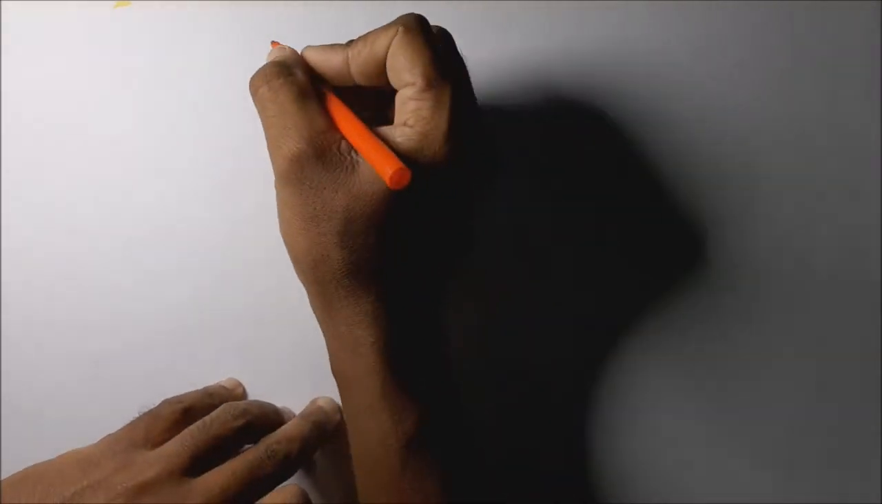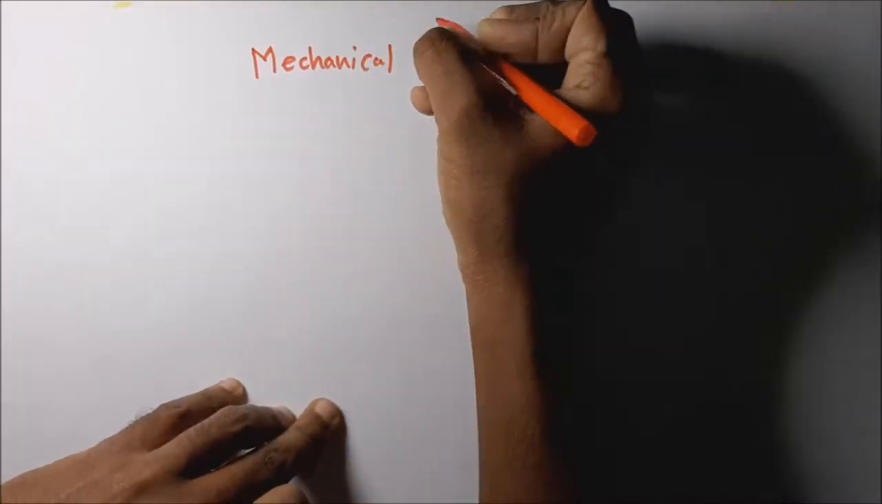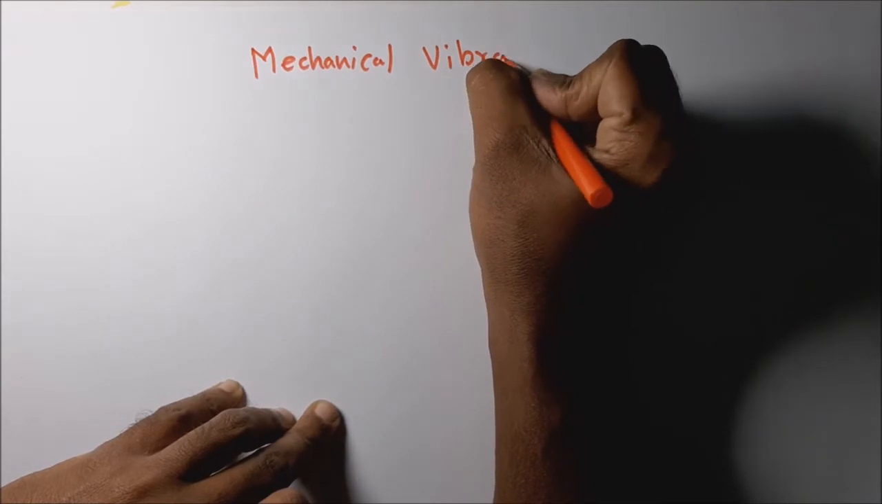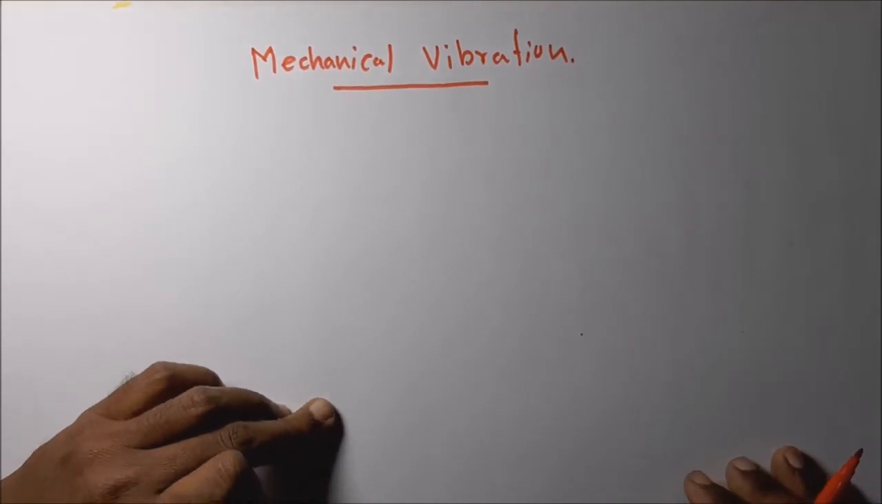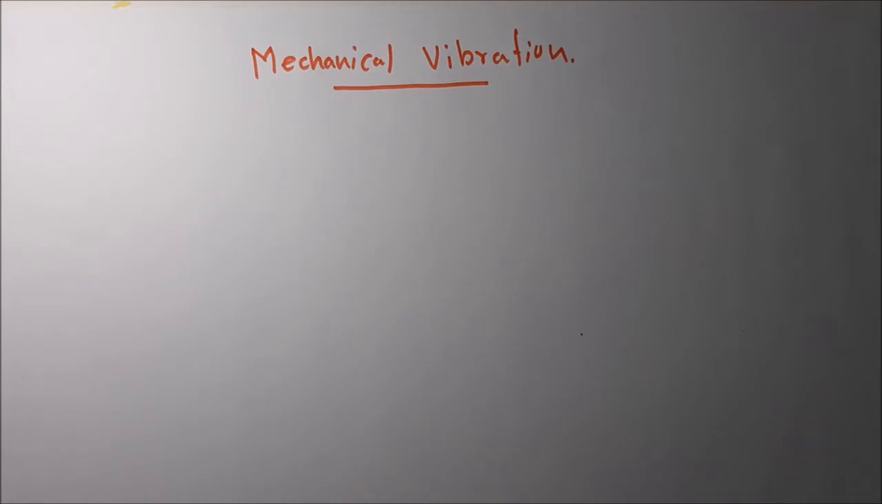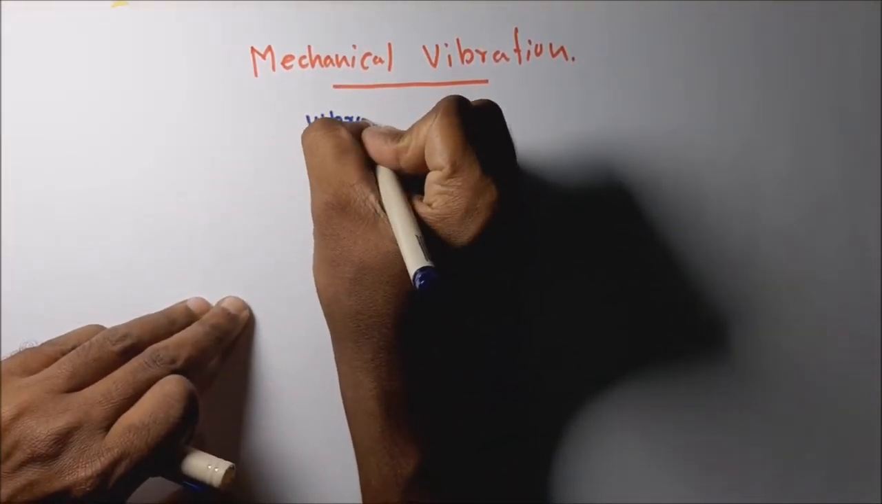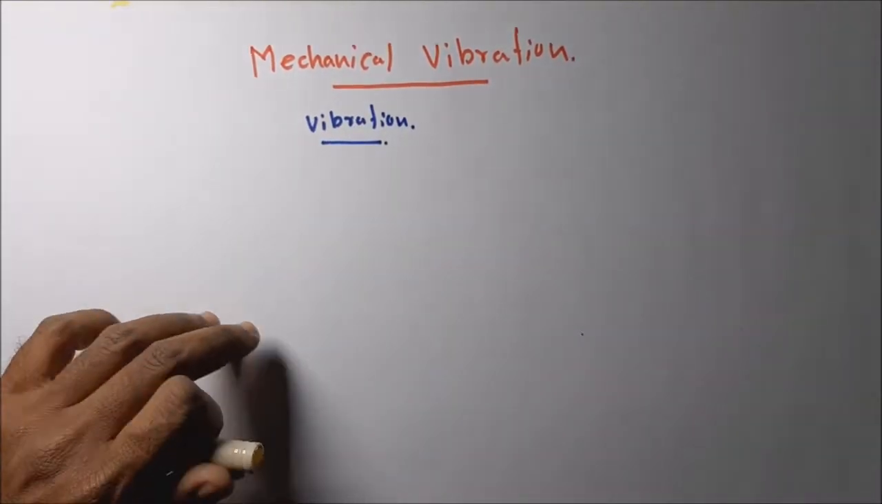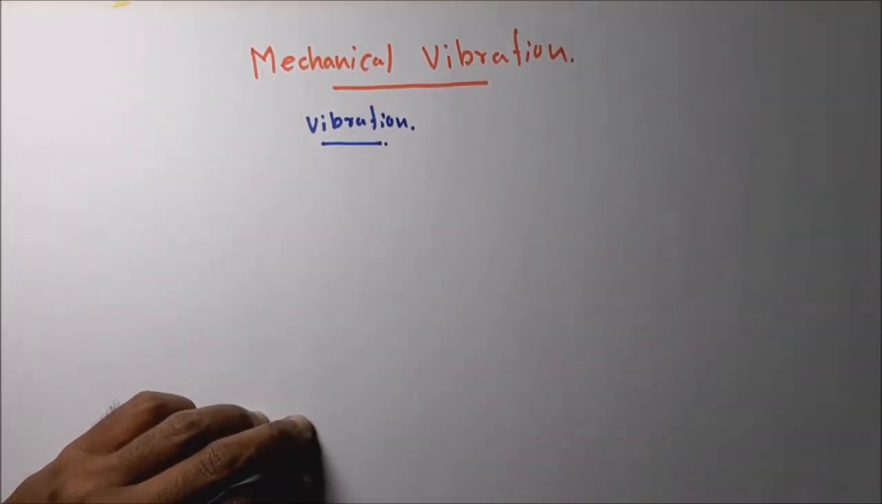Today's topic is mechanical vibration. Mechanical vibration means the vibration that occurs in a mechanical system. First, let me define vibration. What is vibration? Here we are discussing mechanical vibration. There are also electrical vibration and magnetic flux vibration, but this lecture is focused on mechanical vibration, the vibration that occurs in a mechanical system.